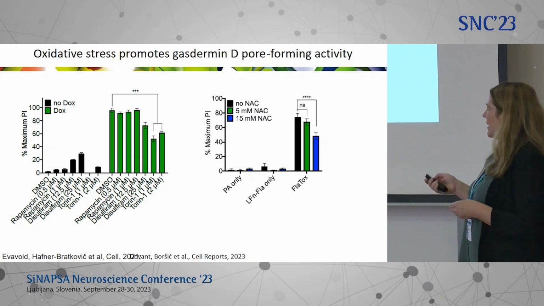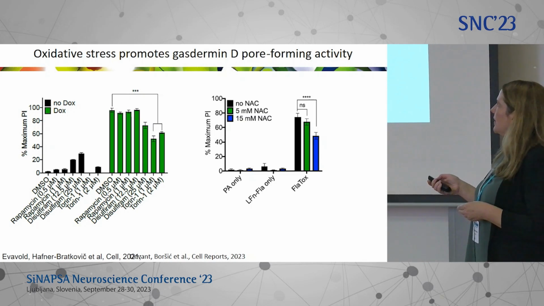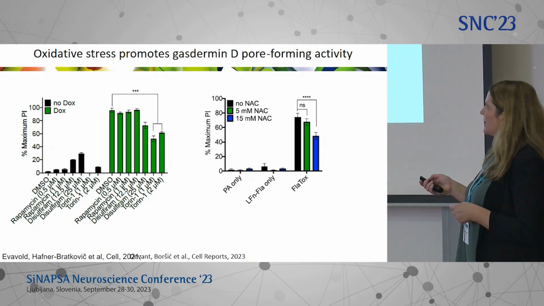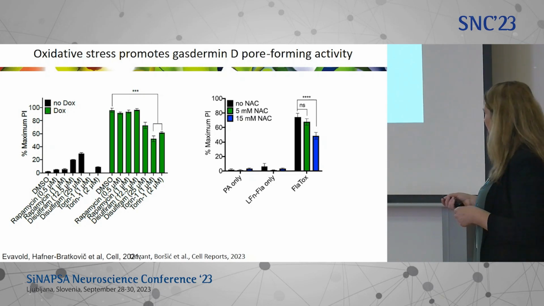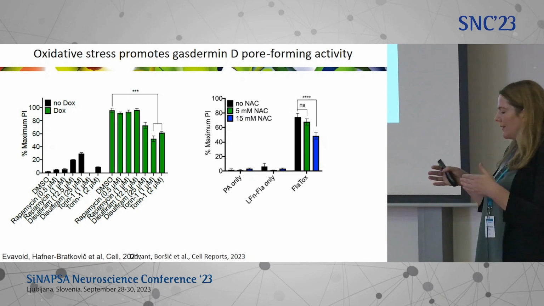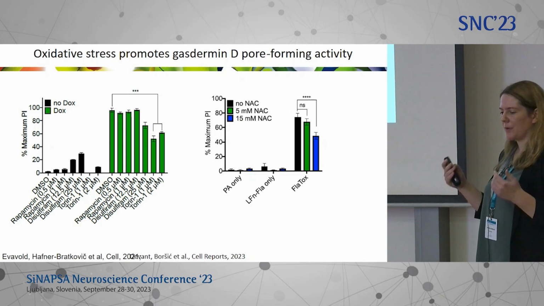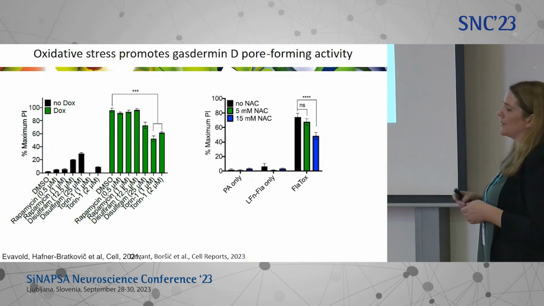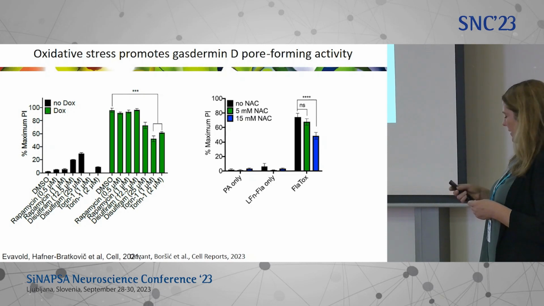In this study, we have shown that if we inhibit mTOR activity, we can inhibit Gasdermin D pore formation and cell death, similarly to the Gasdermin D inhibitor disulfiram. On the other hand, we could also suppress oxidative stress levels, and also in this case we get lower cell death.